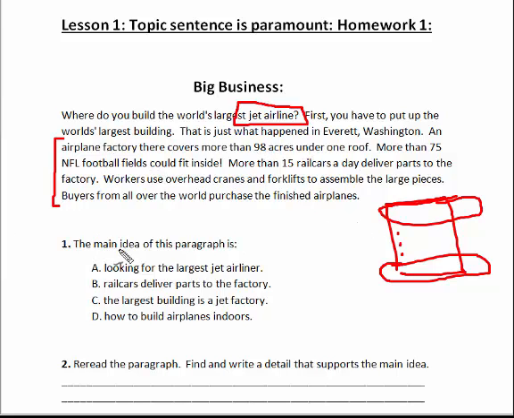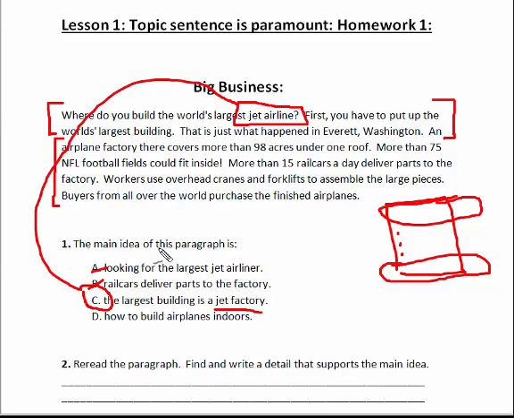Starting with number 1, the main idea of this paragraph, just look at your topic sentence. It's going to be restated off the topic sentence. The main idea, A, looking for the largest jet airliner, no. B, rail cars deliver parts from the factory, no. C, the largest building is a jet factory. That right there is a restatement off of your topic sentence. Boom.